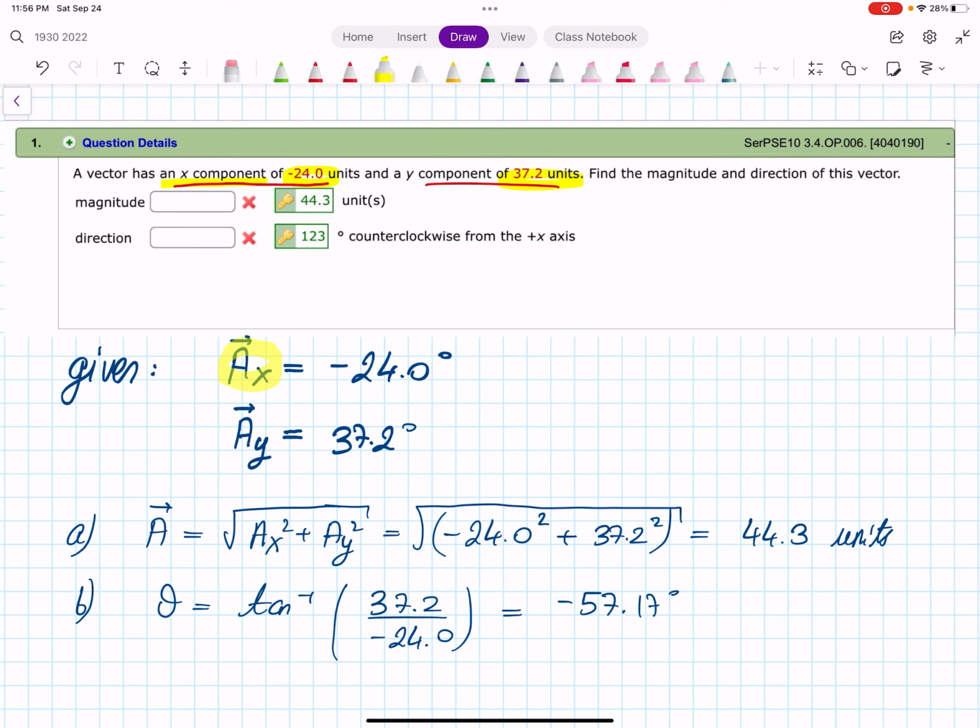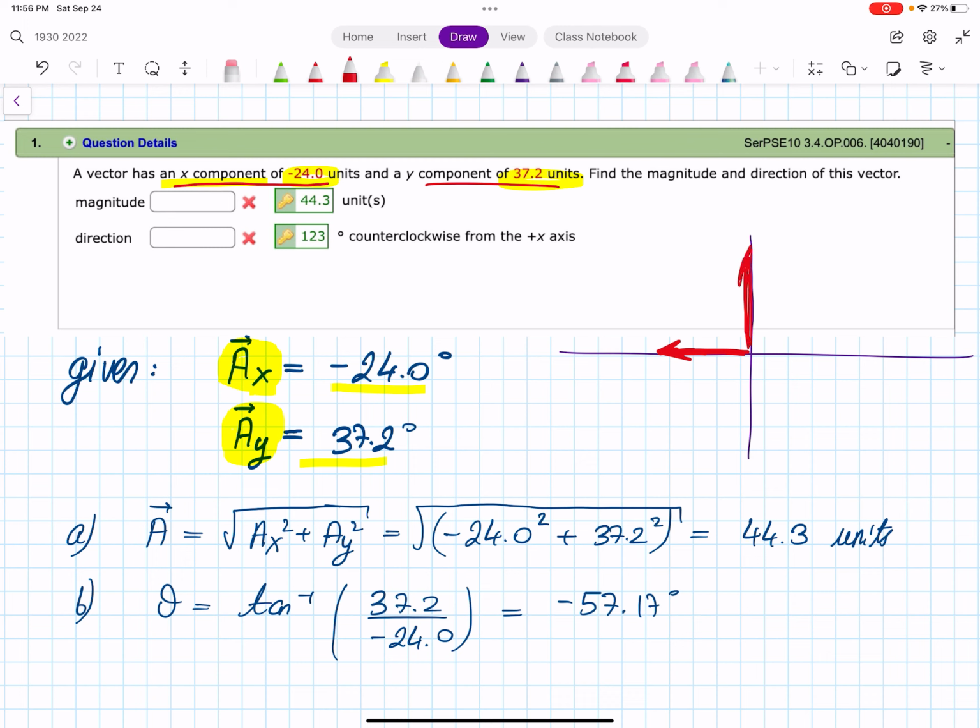Suppose the vector itself is A. You can call the vector anything. I just want to call it A. The x component happens to be negative 24 and the y component happens to be 37.2 units, right? What does all of this mean? You have a horizontal component which is negative 24 units. Then you have a vertical component which is 37 units.